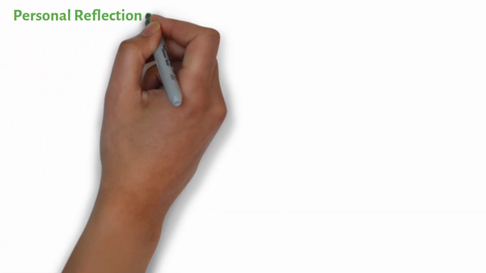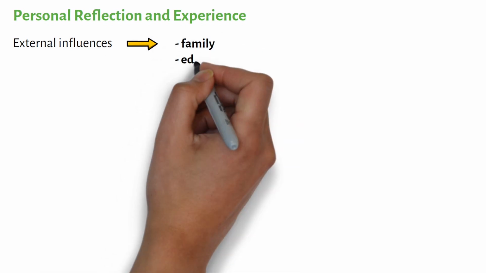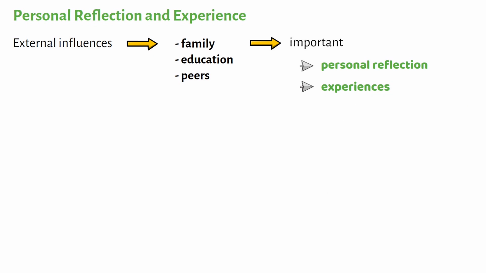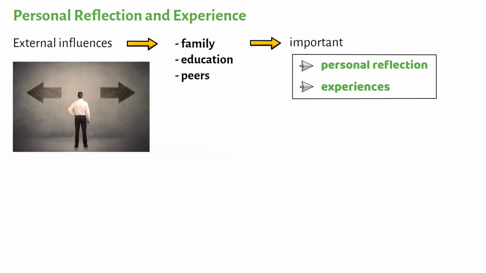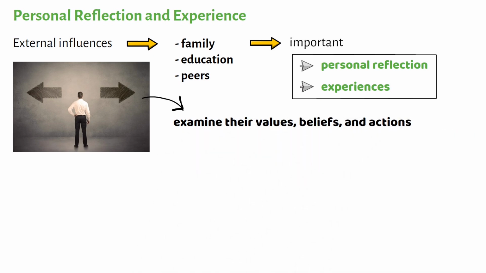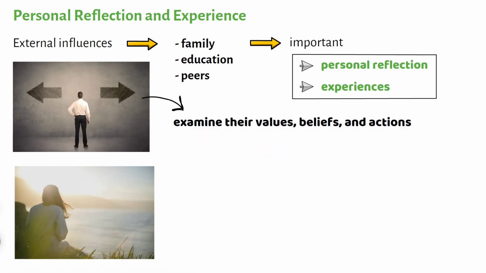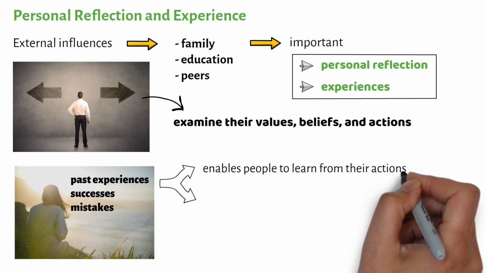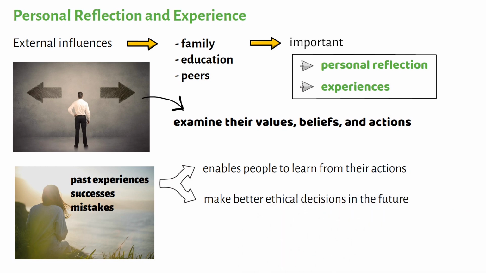Fourth, personal reflection and experience. While external influences such as family, education, and peers are important, personal reflection and experiences are also crucial in the development of moral character. As individuals encounter moral challenges throughout their lives, they are often forced to examine their values, beliefs, and actions. Reflecting on past experiences, successes, and mistakes enables people to learn from their actions and make better ethical decisions in the future.